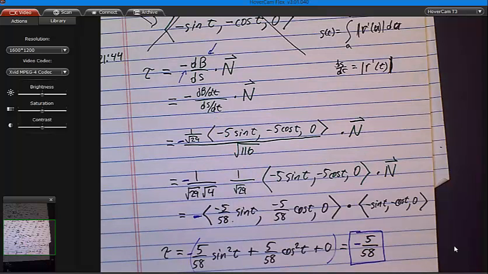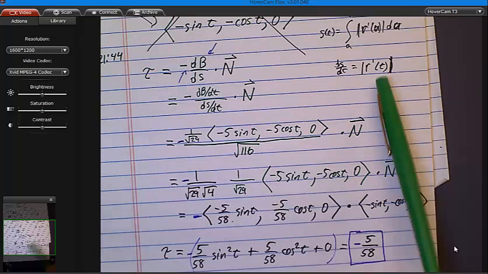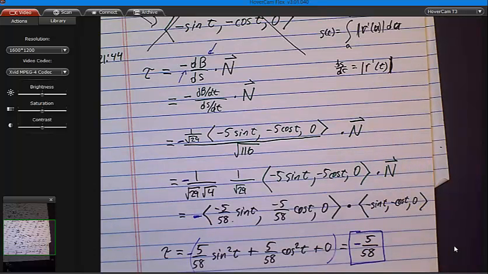ds dt, some people call it the arc length element. It's the thing you need to integrate, the speed, right? If you want to get the arc length. And so that's the magnitude of r prime of t. So maybe that helped, I don't know.